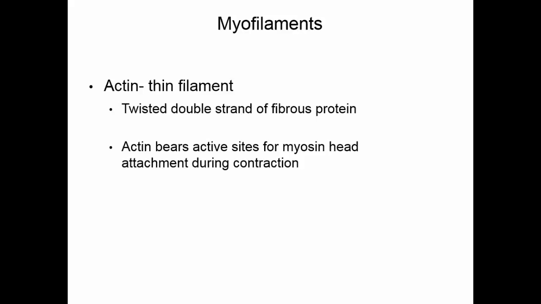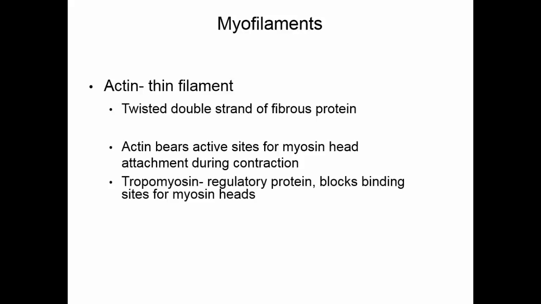The actin makes up the thin filament. Now this is a twisted double strand of a fibrous protein. On the actin we have the sites for the myosin head to attach. This happens during contraction of the muscle. There are two other proteins associated with actin. One is tropomyosin. This is a regulatory protein. It is in position and blocks the myosin binding sites for the myosin head, so the myosin cannot attach to the actin when tropomyosin is in place.